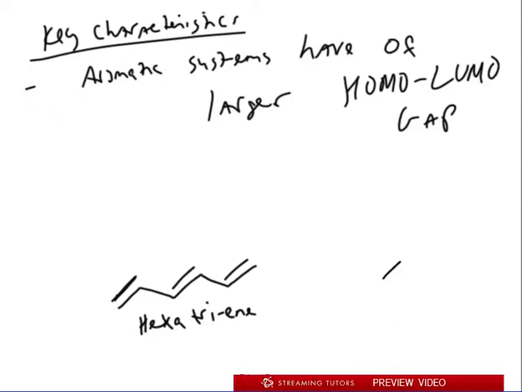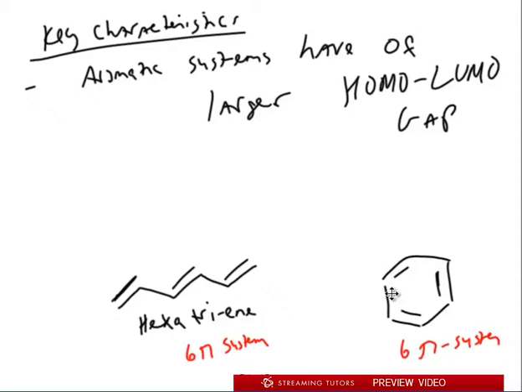and I compare that to benzene, which in a sense is like a hexatriene but a cyclohexatriene, this is benzene. If I ask you what is the pi system here, this is a 6 pi system, and the same here, a 6 pi system, meaning there are 6 atoms involved in this conjugated system. If I was to go up 6 times, 1, 2, 3, 4, 5, 6, well, here's what we're going to find.